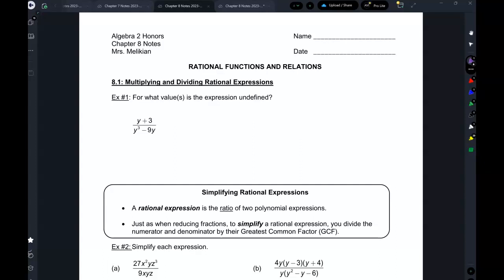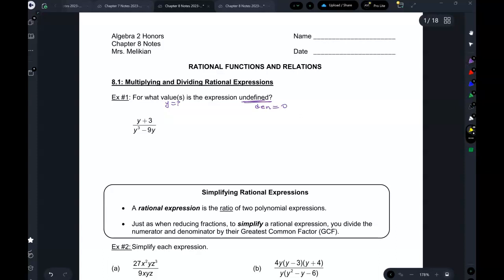So take a look at this first question. It says, for what values is the expression undefined? So take a look at this expression. It's in terms of y. And it's asking you for what values, right? That means for what y values is this undefined? Now, when is a fraction or a rational function undefined? Well, when the denominator equals 0. So this is asking us, when is the denominator of this 0? For what values? That means what should y be for this to be 0?